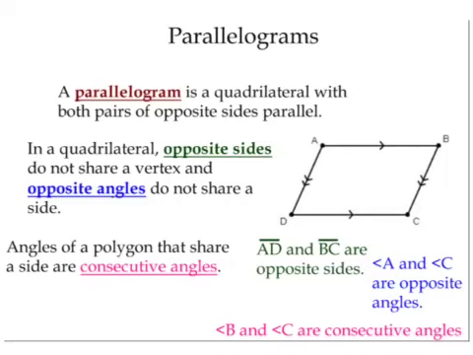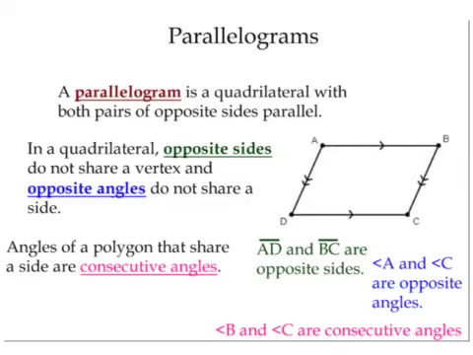Opposite sides do not share a vertex, opposite angles do not share a side. So opposite angles would be D. You have to go completely across the parallelogram to get to its opposite angle, B. And A would be opposite of angle C.